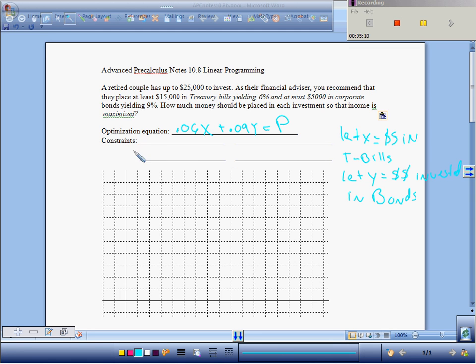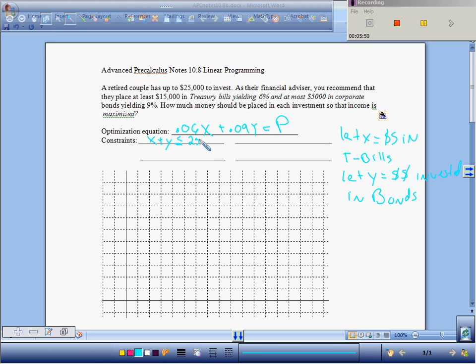So the next thing you do is you write down your constraint equations, and the first one looks like x plus y has got to be less than or equal to something. What does that got to be less than or equal to?